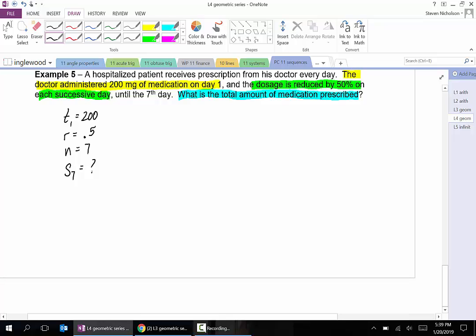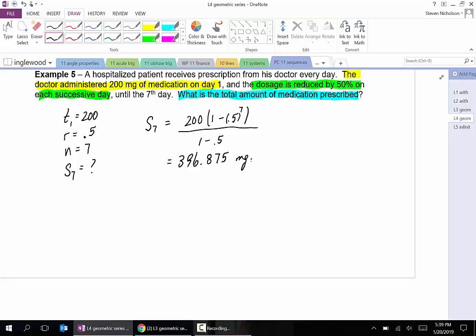So again, we have N. We want our first formula. S of 7 is equal to T1, which is 200, times 1 minus 0.5 to the power 7, all over 1 minus 0.5. And again, get in the habit of putting the base in brackets when you use your calculator. And when you push those buttons on your calculator, 396.875 milligrams. So one of the big ideas in this section is deciding which formula you want to use.